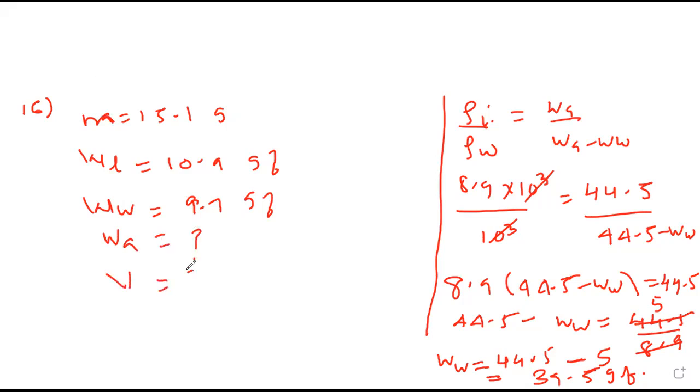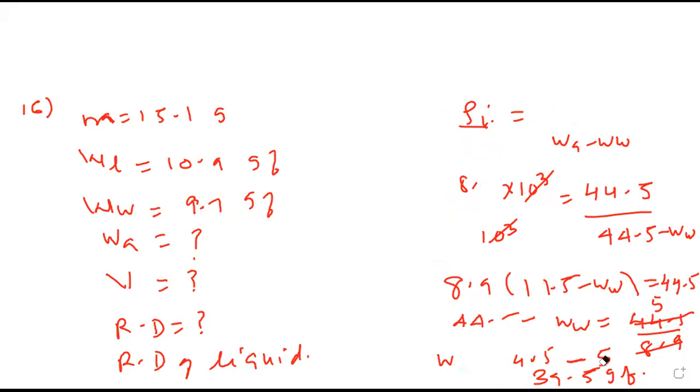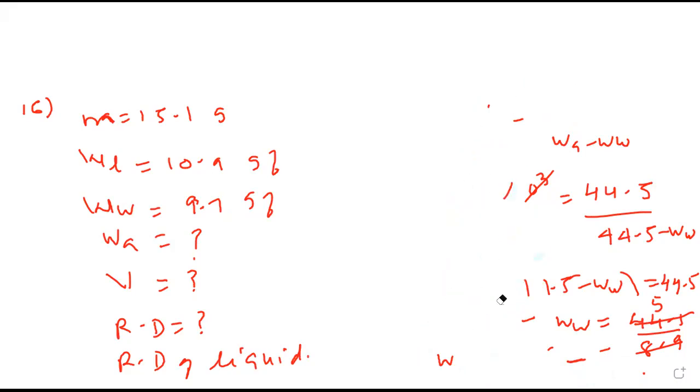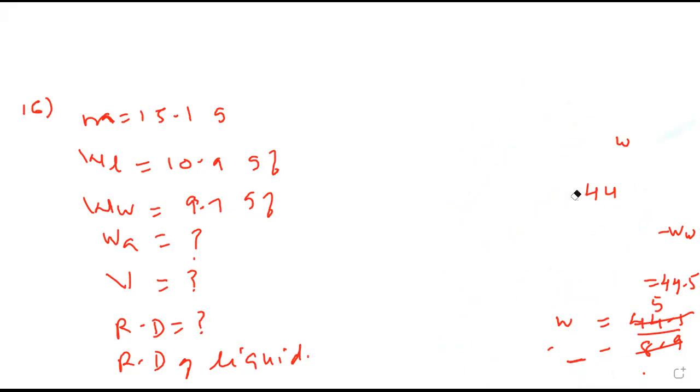Volume of the piece of stone. Relative density of that stone. Then relative density of liquid. Again, it is formula based. If you know the formula, all values you can find by calculation. Weight in air is nothing but mass expressed in gf.